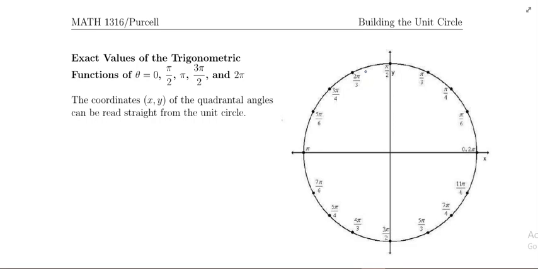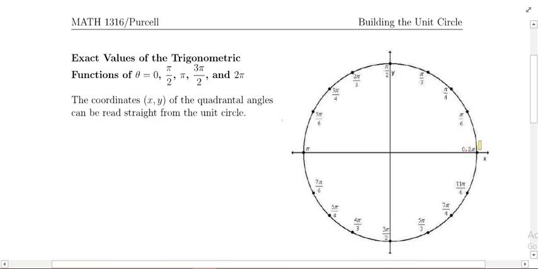If you remember what that term means, these particular angles do not fall in one of the quadrants. They actually lie on the x and y axes themselves. So the good news is these are really simple to get the coordinates of. So let's start here. We're going to start with 0 degrees.